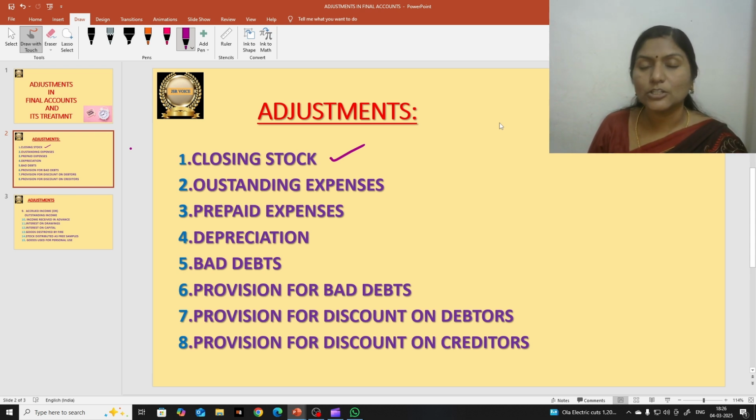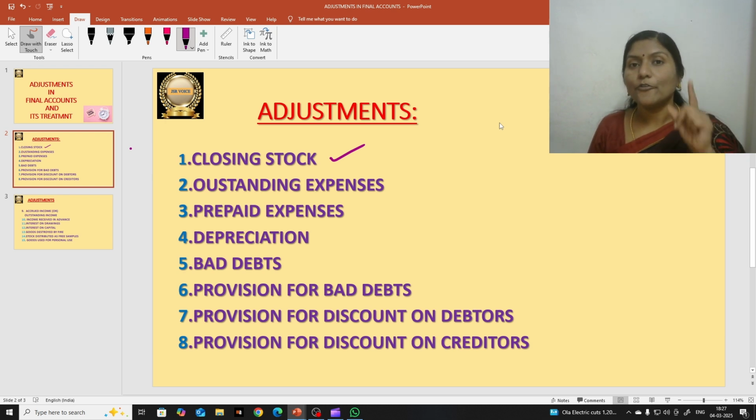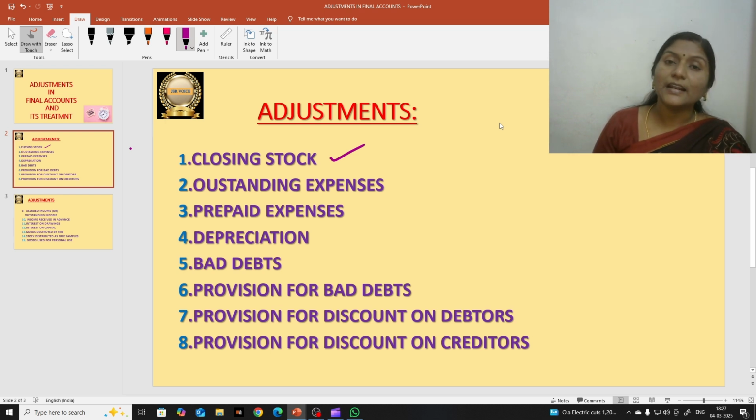First one is closing stock. Closing stock we are going to write in trading account credit side the first time. Second time we record it in the balance sheet on the assets side. Hope this is clear. I will repeat the adjustment treatment. Closing stock, first time we write in trading account credit side. Second time we write in the balance sheet on the asset side. Hope that is clear for everyone.